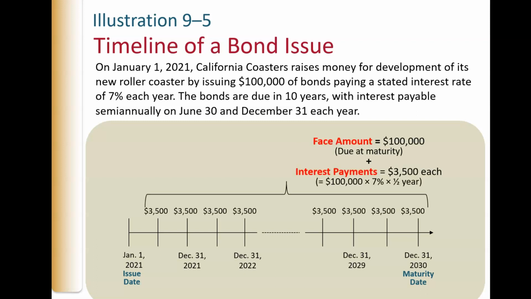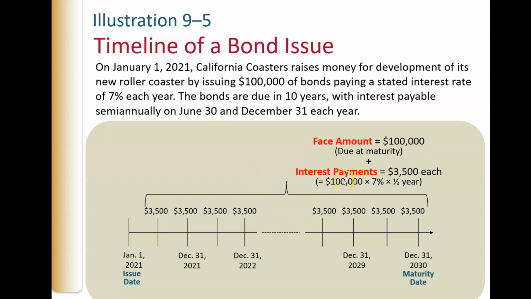So, example. On January 1st, California Coasters raises money for development of its new roller coaster by issuing $100,000 of bonds, paying a stated interest rate of 7% each year. The bonds are due in 10 years, but they pay interest semi-annually. That means twice a year. So they're paying this 7% per year, but they're dividing it into 2 payments. So 3.5% for the first 6 months and 3.5% for the second 6 months.